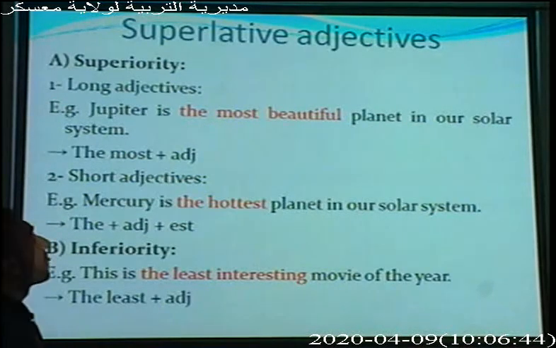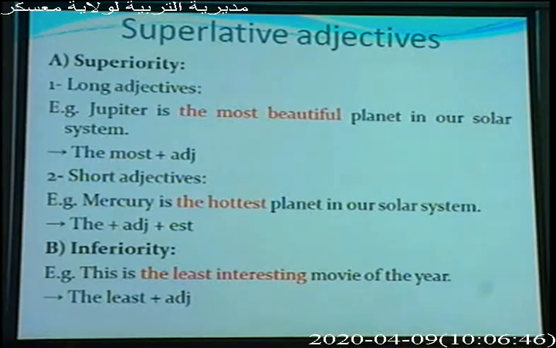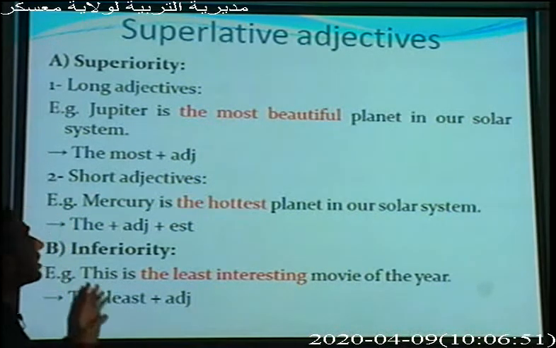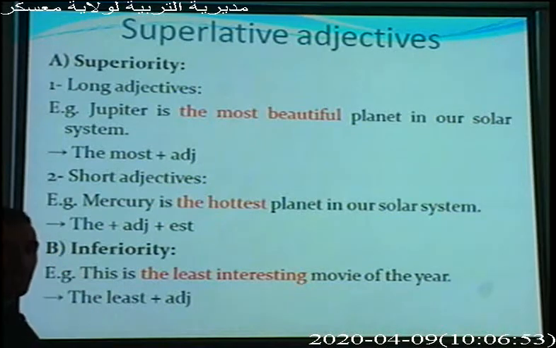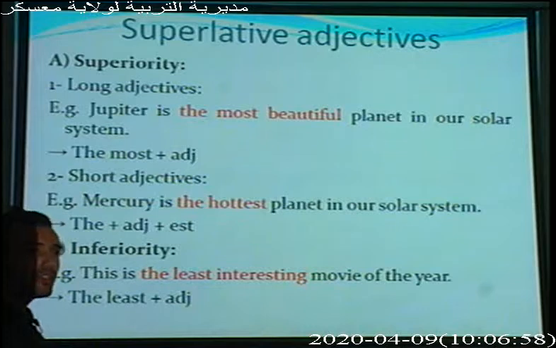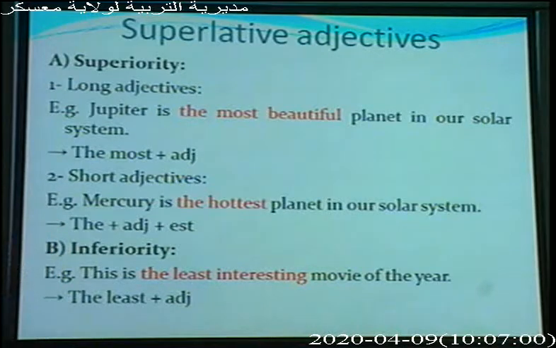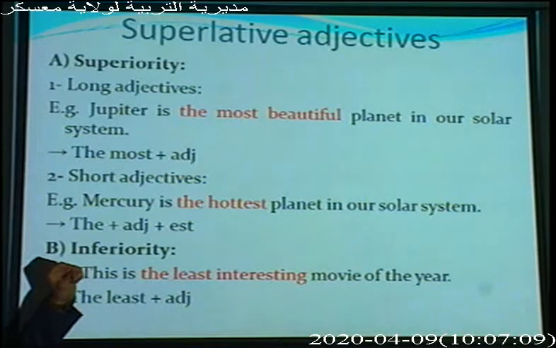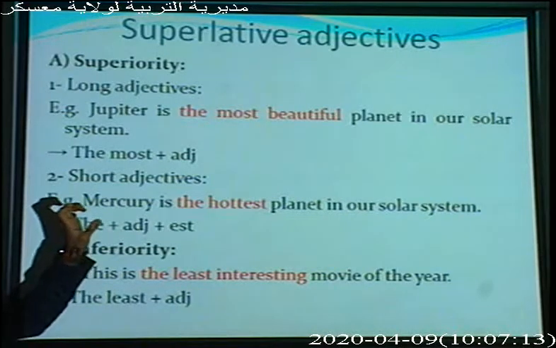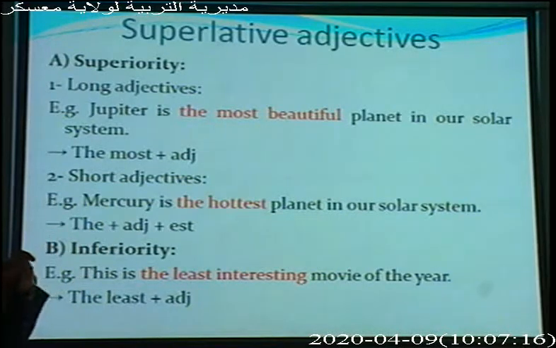Superlative of adjectives. In superlatives, we are comparing, as I told you, between more than two things. When dealing with superlatives, we have only two possibilities. We have either superiority or inferiority. In superiority, we have long adjectives. When we have long adjectives, we use the most plus the adjective. For instance, Jupiter is the most beautiful planet in our solar system. Here we use the most plus the adjective which is beautiful.